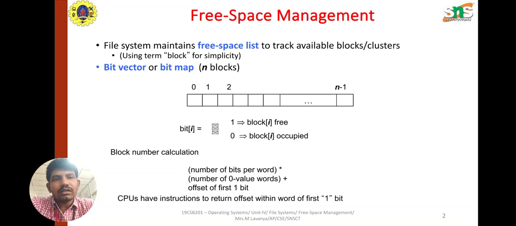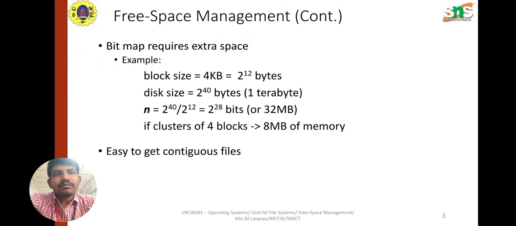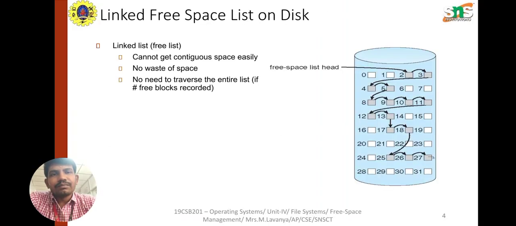Block number calculation: the number of bits per word times the number of zero-value words, plus the offset of the first 1 bit. CPUs have an instruction to return the offset within a word of the first 1 bit. The bitmap requires extra space. For example, with block size equal to 4 KB and disk size equal to 2^40 bytes, it is easy to get contiguous files in free space management.